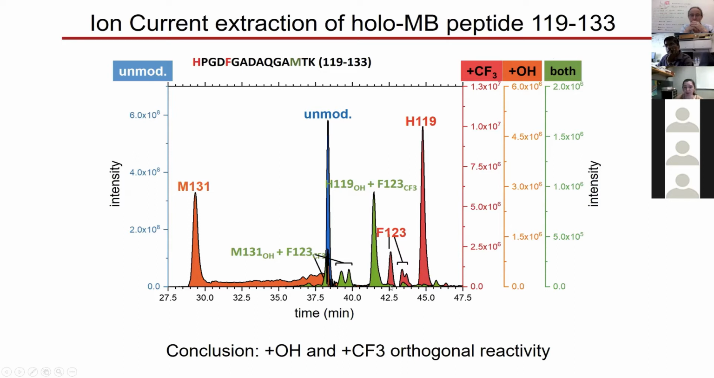So then we also observe for CF3 chemistry, we observe phenylalanine and histidine as predominant labels, and then we see some mixture of methionine oxidized and phenylalanine with CF3, and again oxidized histidine and phenylalanine with CF3. So you can see here that the pattern of OH and CF3 labeling can be quite different. So we see different residues basically modified in this experiment.